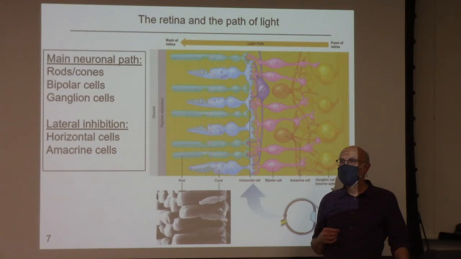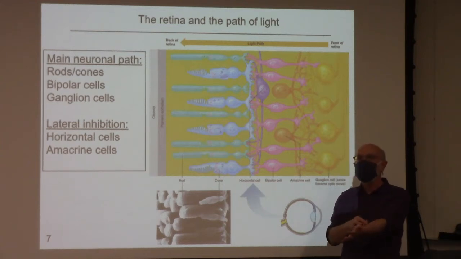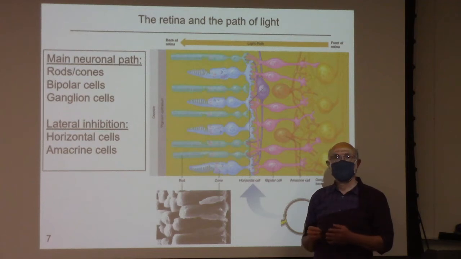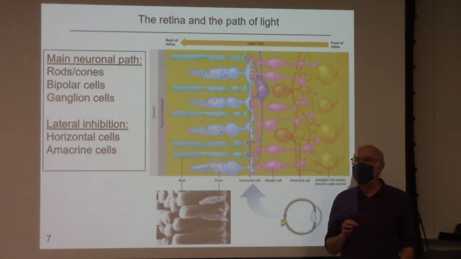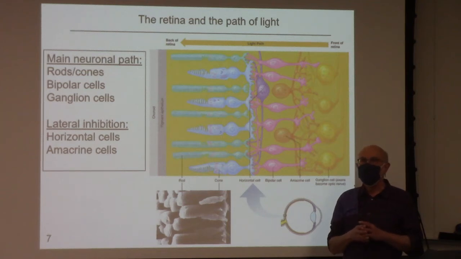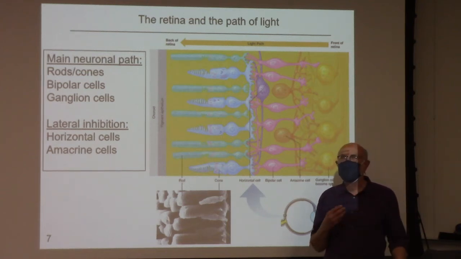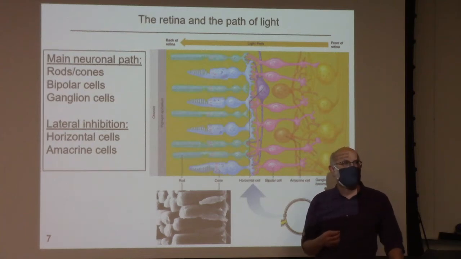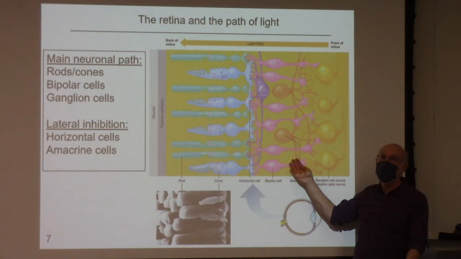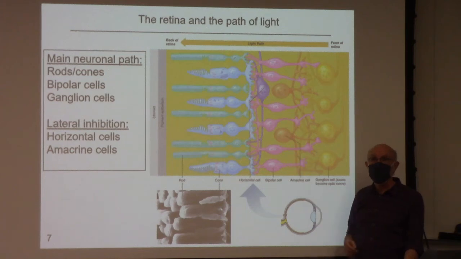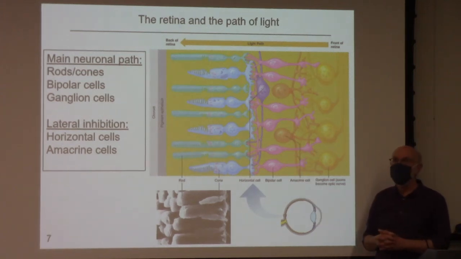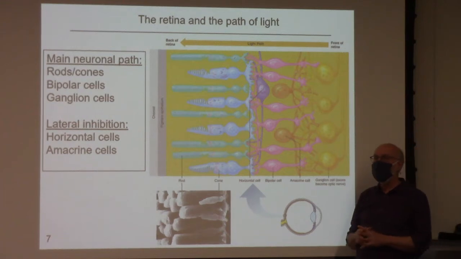Anybody? What does lateral inhibition in the somatosensory system do? It sharpens our sensation. It reduces receptive field size. Sharpens our sensory abilities. And it's the same thing here. We can form really sharp images, in part because we have extensive lateral inhibition in the retina. Lateral inhibition sharpens the receptive fields in the retina.